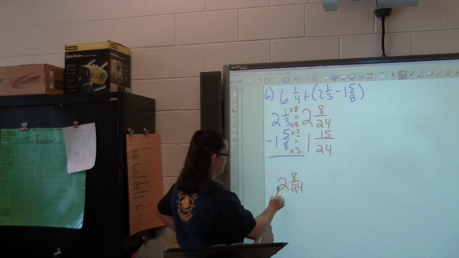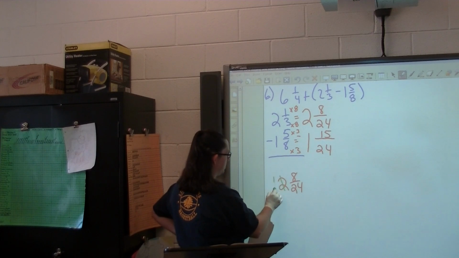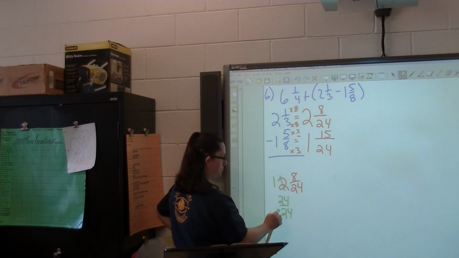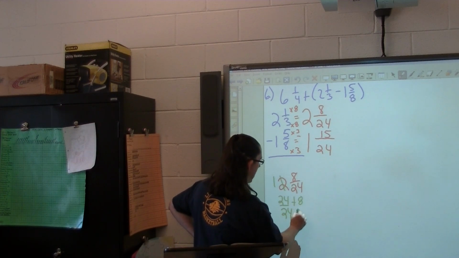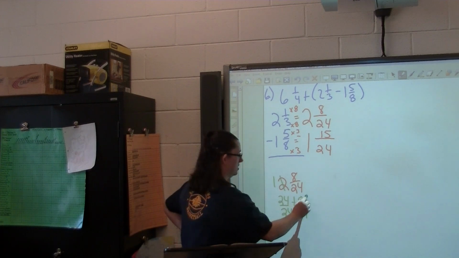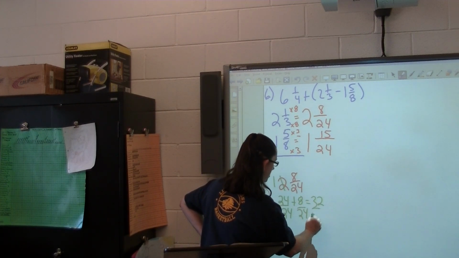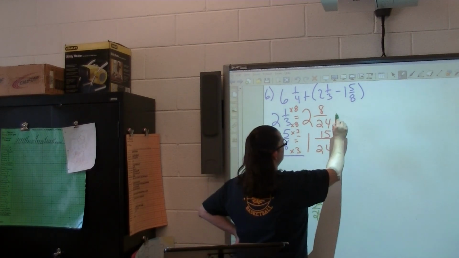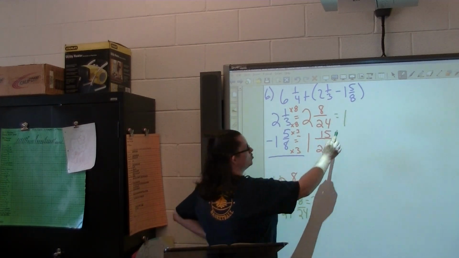to subtract 15. So I'm going to take, our 2 is going to become 1, and this is going to become 24 over 24, borrowing. Add what we already have, which is 8/24ths. So what's 24 plus 8? 32/24ths. So now my new mixed number is 1 and 32/24ths.